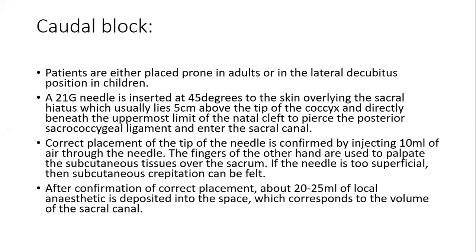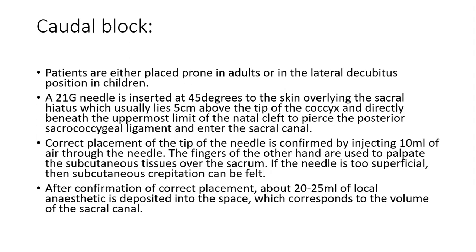Now, the caudal block. These patients can be in either the prone or lateral decubitus position, and we do a lot of caudal blocks in children. A 22G needle is inserted at 45 degrees to the skin overlying the sacral hiatus. The sacral hiatus lies about 5 centimeters above the tip of the coccyx. That is the end of the spinal canal, the vertebrae.